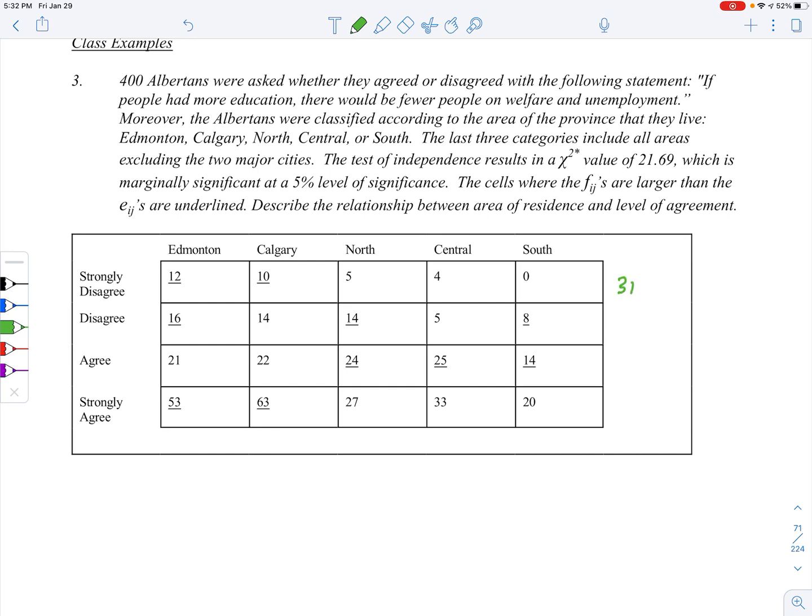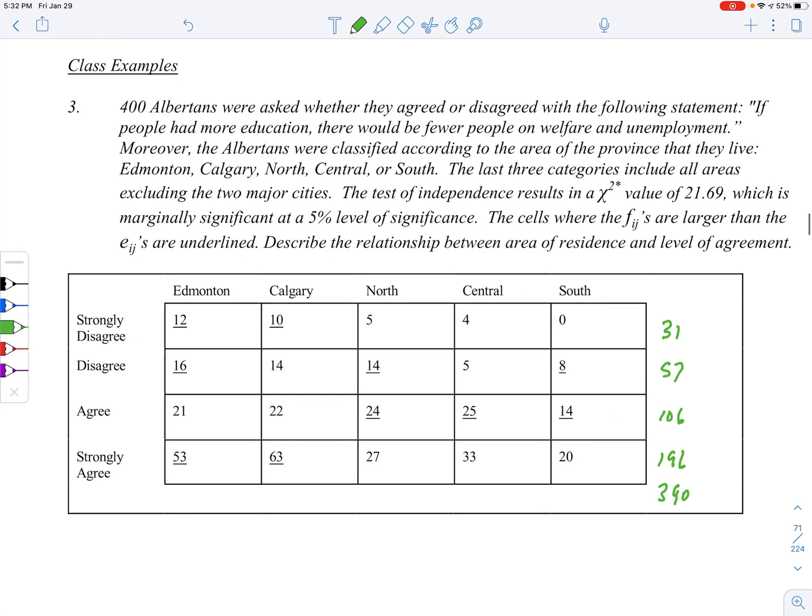So I'm just going to add across here. The first row adds up to 31, and then we've got 57, 106, and 196, and that comes to 390. Notice that the problem said 400 Albertans, but some didn't answer one or the other of these questions here. So it ended up with 390.